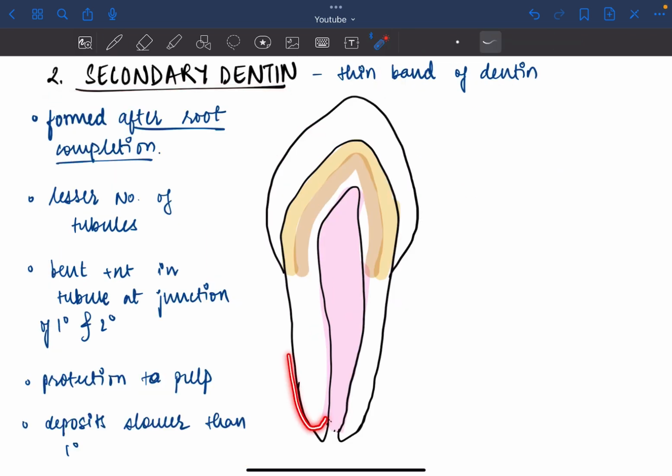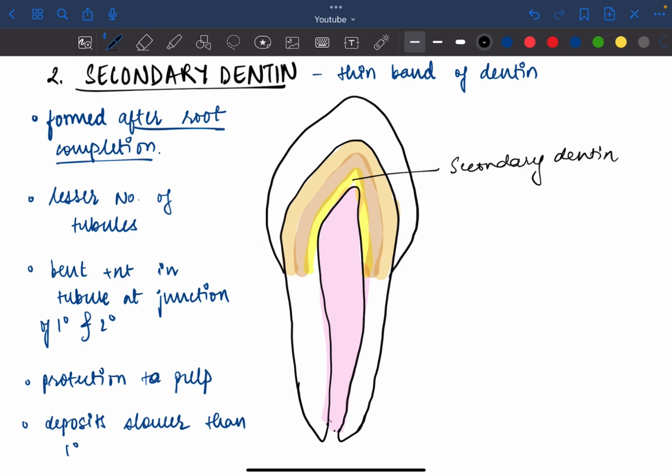Please note that here the root formation has been completed. So the dentin that deposits after the root completion is called the secondary dentin. Secondary dentin is a thin band of dentin that surrounds the pulp. So this is the thin band of dentin, this is the secondary dentin.